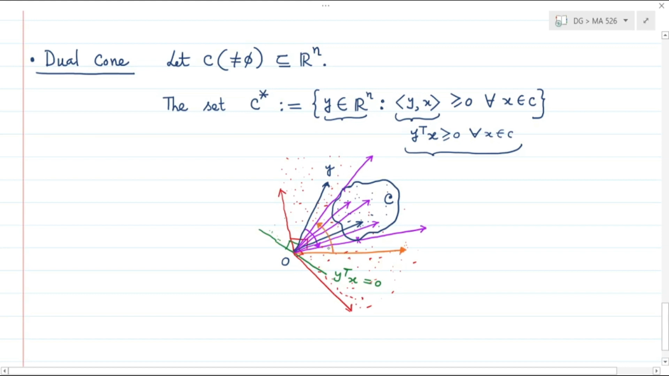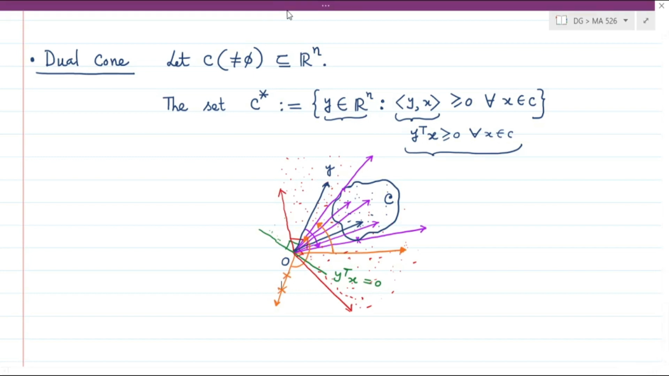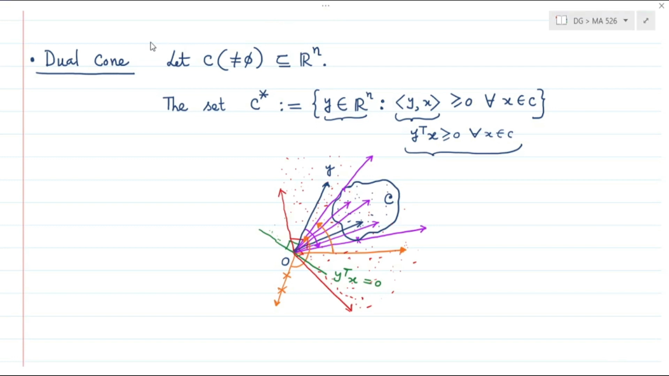Maximum angle is this much, and obviously that is less than 90 degrees. And if I consider a direction of this, then obviously the maximum angle is this much, and this maximum angle is obviously more than 90 degrees, and therefore this direction is not there in C star. Fine. And therefore now we declare that for the figure that I have drawn, the set C star is this red dotted region.